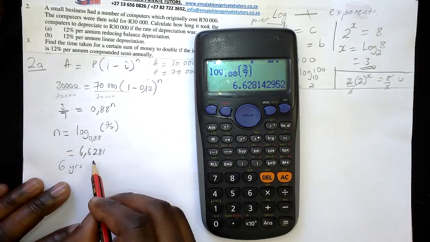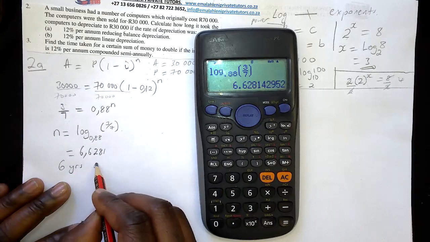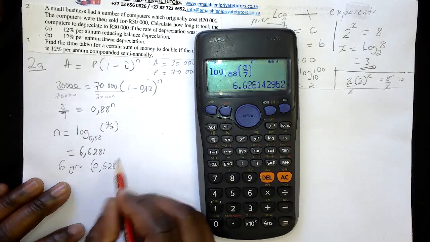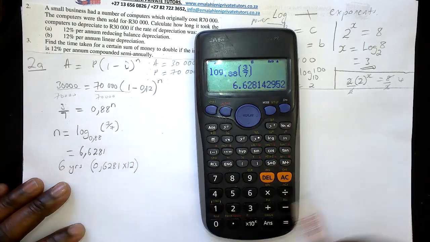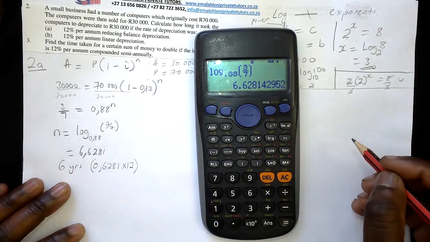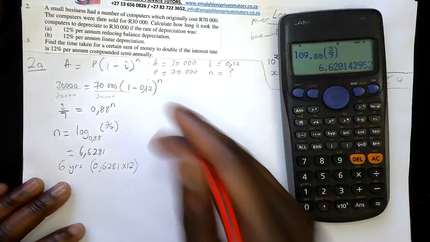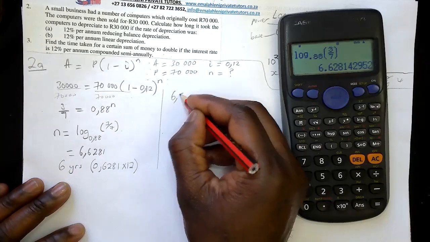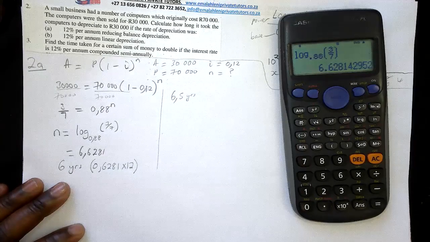Then what we have now is months of what? The months we're going to save from 0,6281. What do we have after the comma there? Times 12. Because we want to see how many months are given there. For you to understand this, if you get 6,5 years, you know that this is 6.5 years. 6.5 years means 6 years, 6 months.